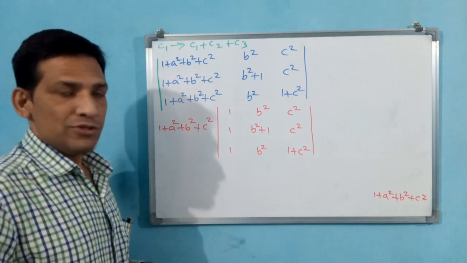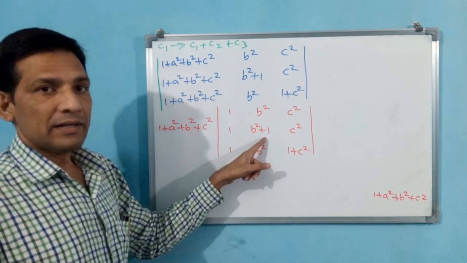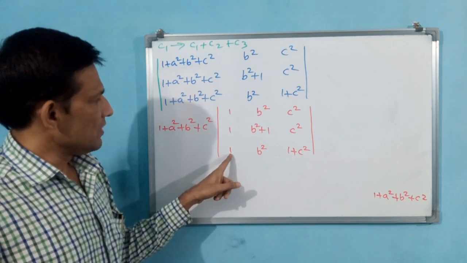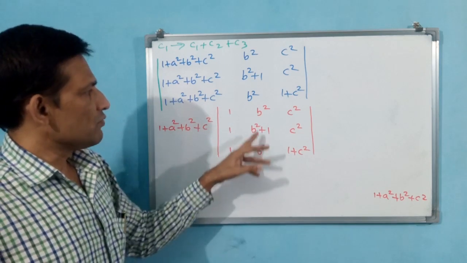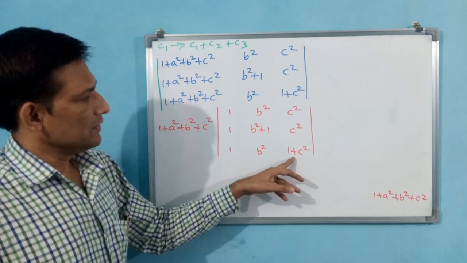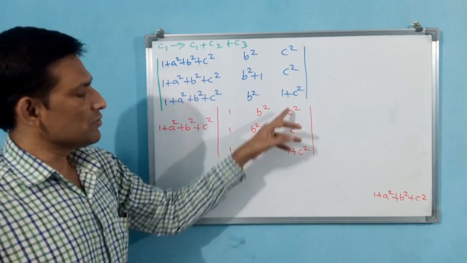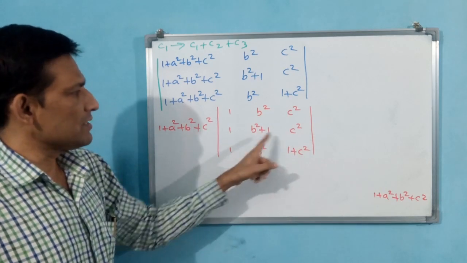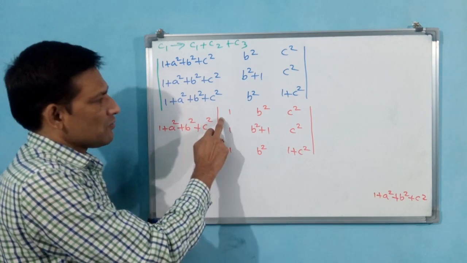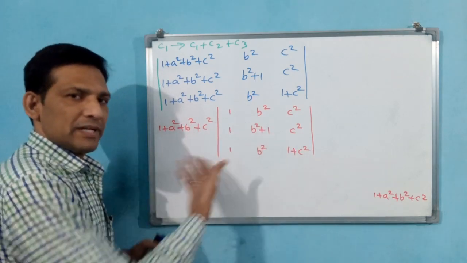1 minus 1, 0. B square plus 1 minus B square, 1. Here 1 will come, here 0 will come. Here also you see 1 minus 1, 0. B square minus B square, 0. Here 1 plus C square minus C square. C square is going to get cancelled, 1 will become. That means 1 0 0 1 will become. Here zeros are going to come. That means 1 into 1 minus 0, then automatically 1 is going to become.